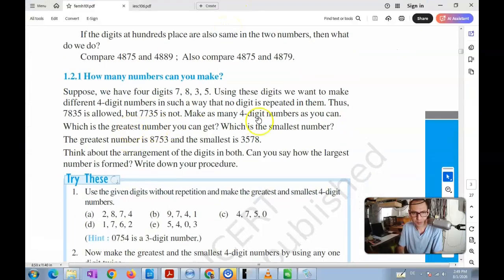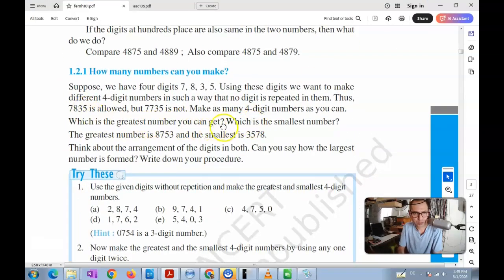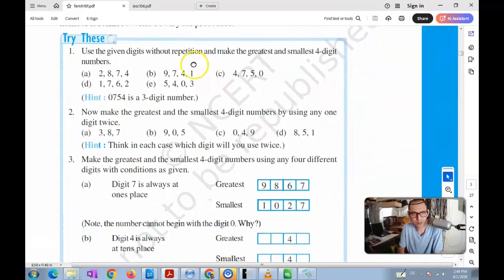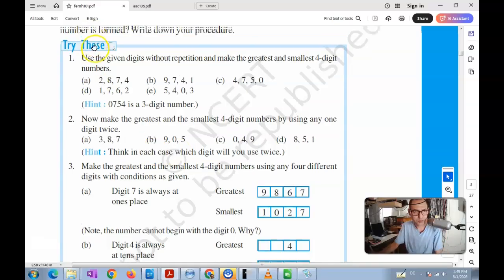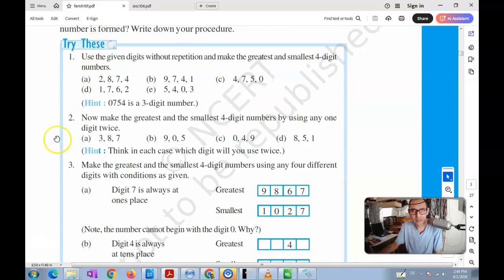Now, it says which is the greatest number you can get, or which is the smallest number, and this is the greatest and smallest number. And we already know how these were formed. In the next video, we will talk a little bit about this, try these exercises, and thank you.